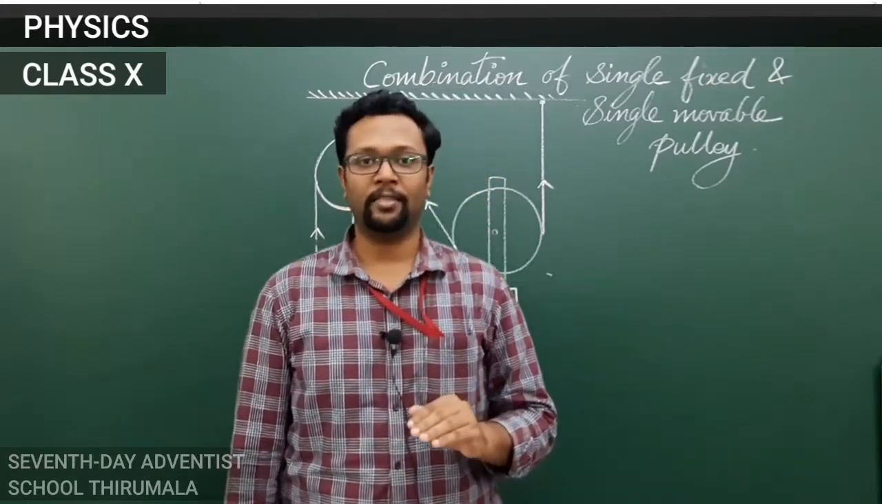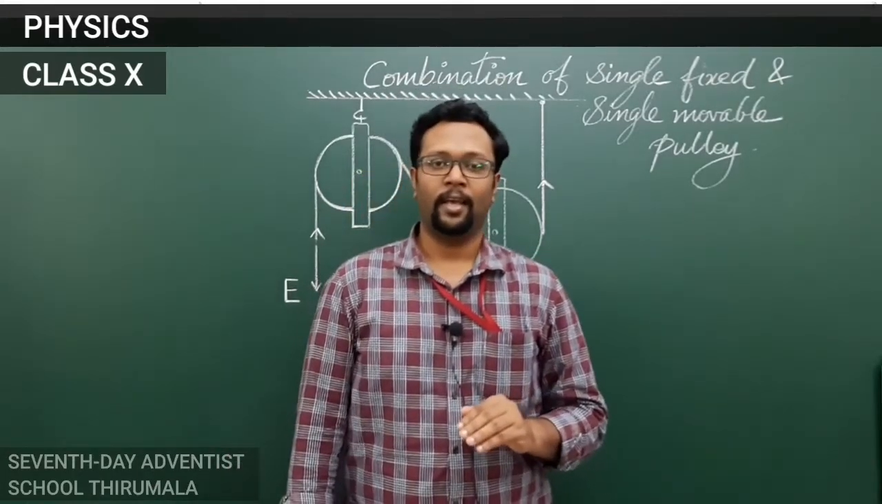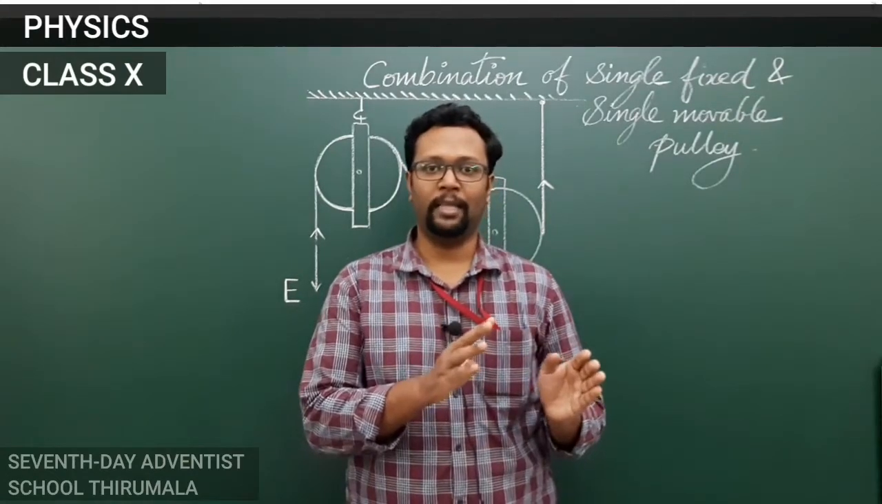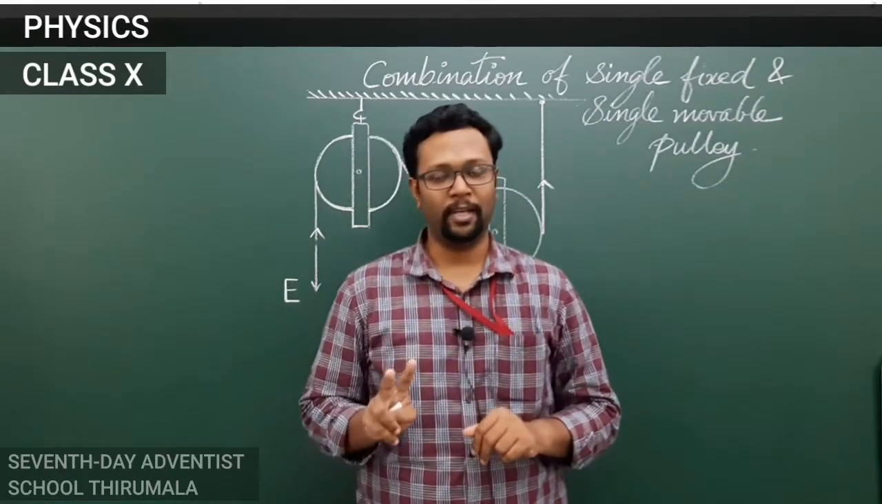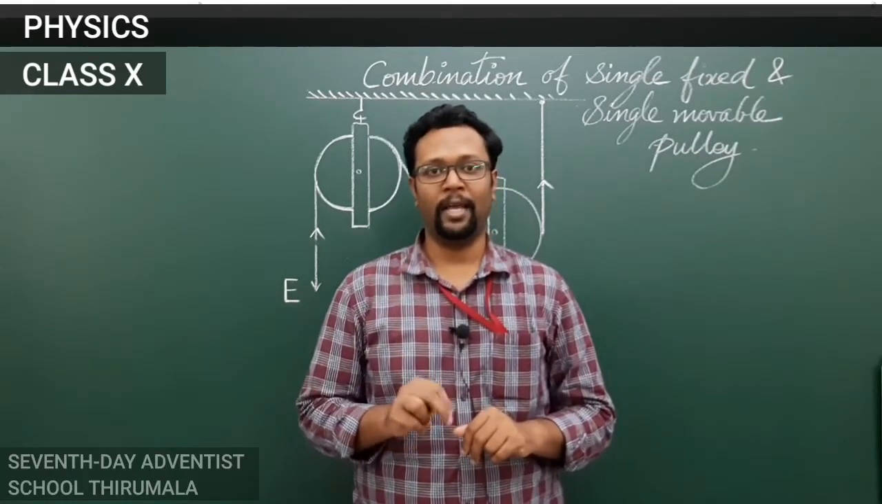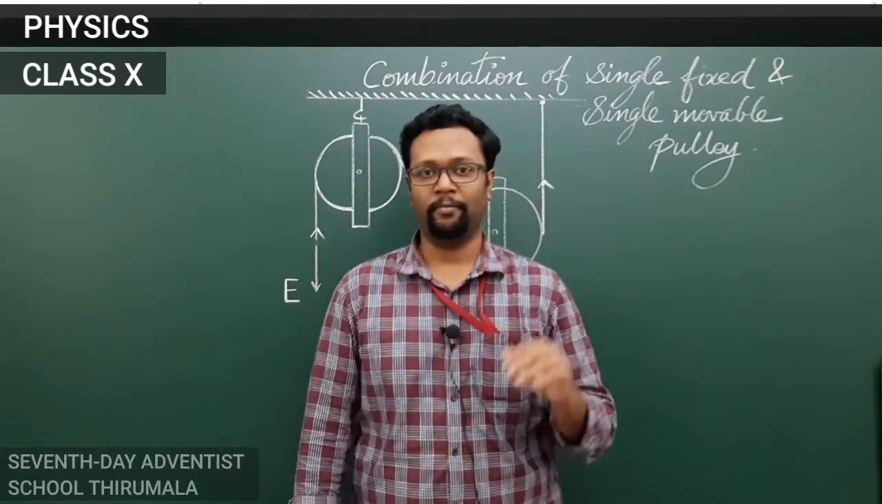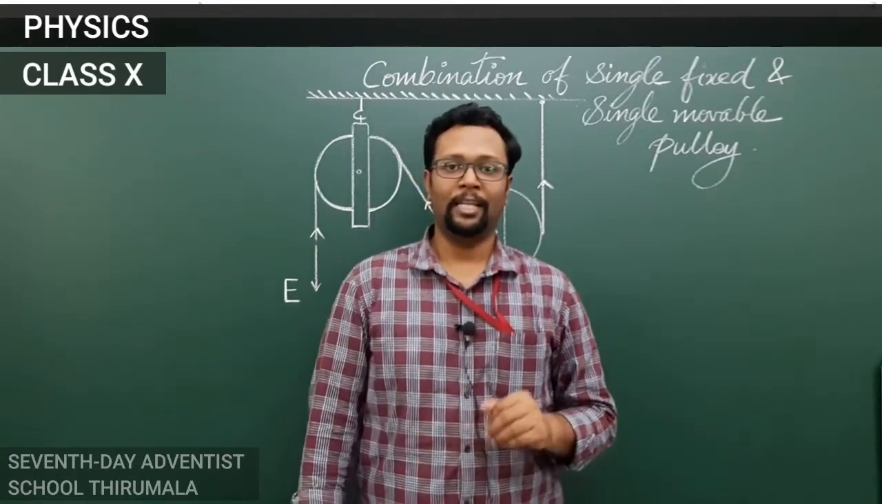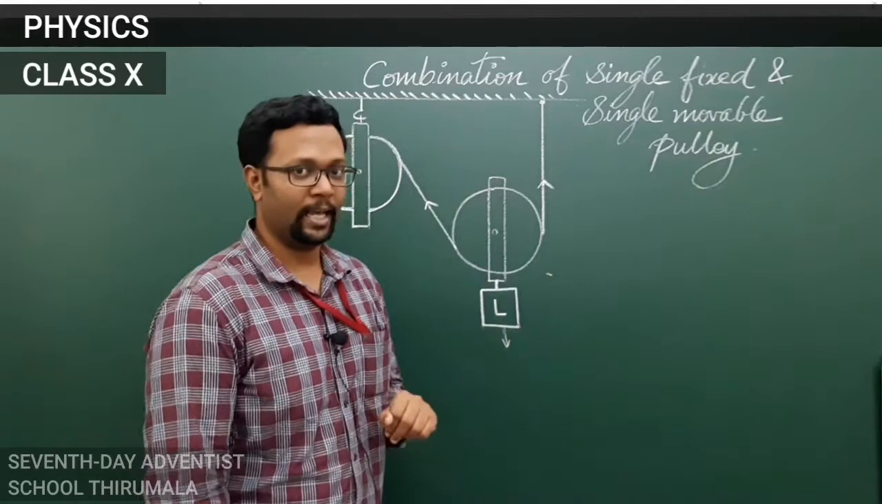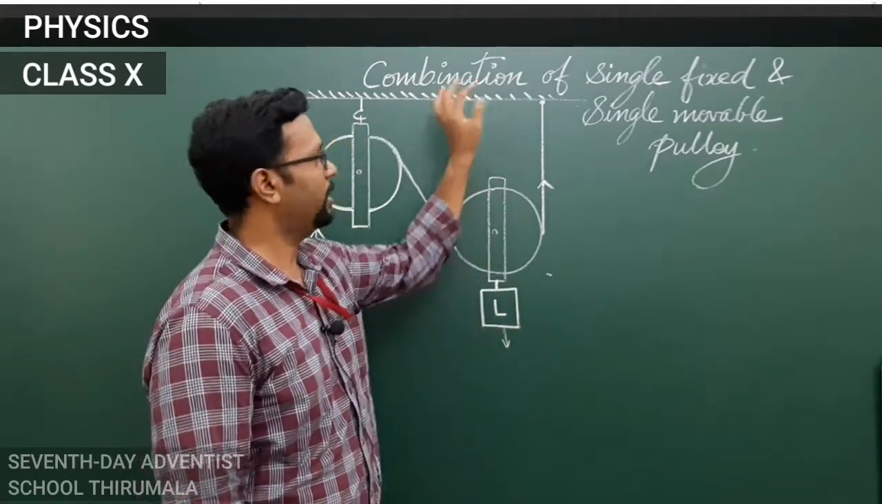And in the last class, we learned about pulleys, and we learned about the first type of pulley, that is a single pulley. In the case of single pulley, we have two types, a single movable pulley and a single fixed pulley. And we learned about the similarities and differences between them. And today we will be dealing with the second type of pulley, that is combination pulley.